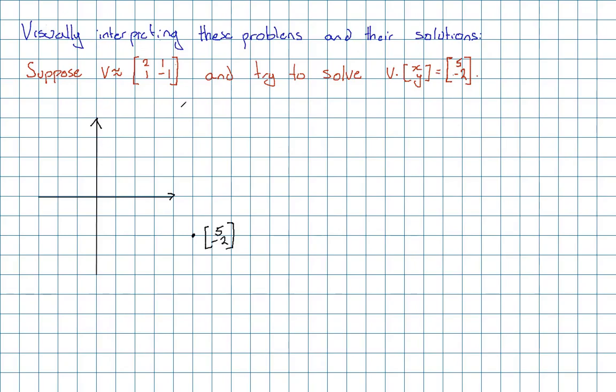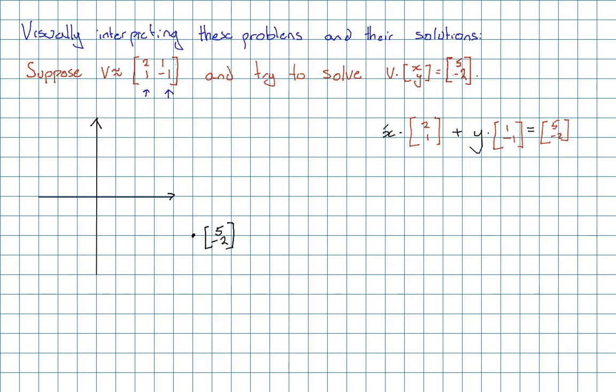Okay, so let's take a look at exactly what it means to solve an equation like this. Here we have that V is some linear transformation whose matrix is written here on the right, and we've got this set of linear equations where we have V times x, y is 5, negative 2. So let's just expand V times x, y. V times x, y is going to be x times our first column vector, which is 2, 1, plus y times our second column vector, which is 1, negative 1. And that's all going to be equal to 5, negative 2.